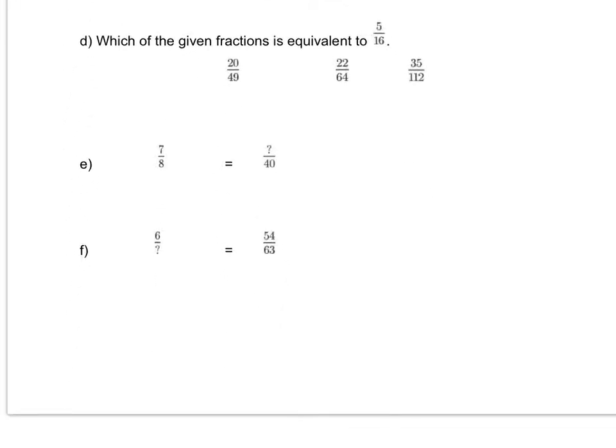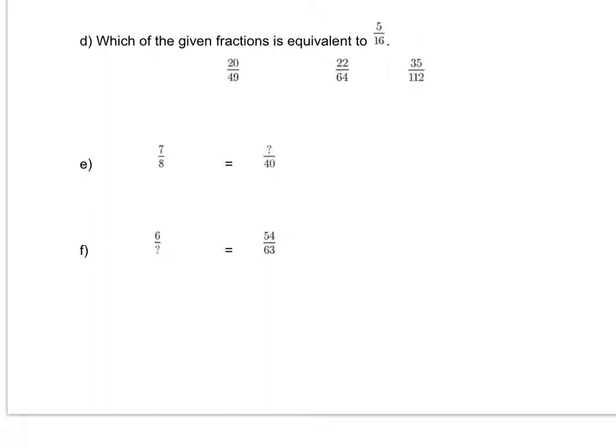Part D, you have the fraction 5/16. You want to know which of the 3 fractions that you're given there are equivalent to 5/16. So if you look at 20 over 49, you want to get 5 at the top of that fraction, so you would have to divide by a certain number to get 5. Divide top and bottom, and you're hoping that it will work out to be 5/16. If it doesn't, then that fraction is not equivalent. Okay? So try that with the 3 of them, see which one gives you the answer you want.